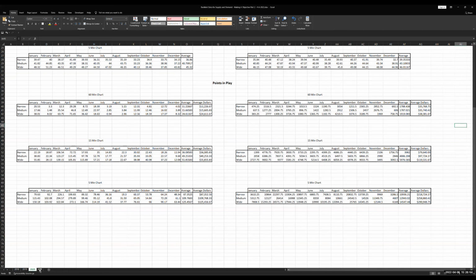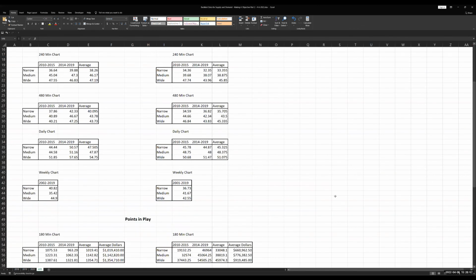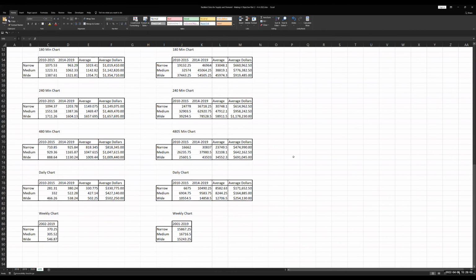And let's go look at the higher time frames too. We go down here to the points in play. Now again, this is over a 5-year span. But interestingly here, over a 5-year span, on the 180-minute chart, you could have made more on oil than on the NASDAQ. That holds on the 240, holds on the 480, holds on the daily. Interesting.